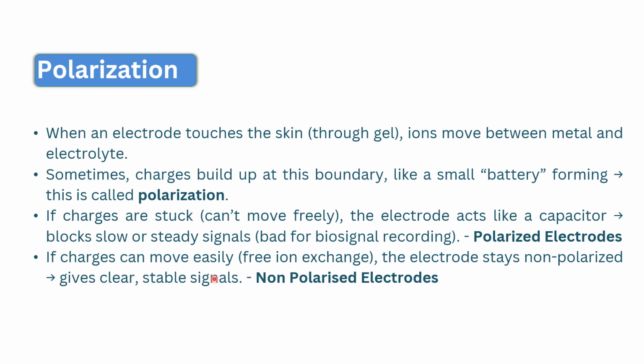So again, earlier we saw recording electrode types, surface and depth. Now we have another classification, polarized and non-polarized. So understand, polarization is when the charges build up at the boundary of the electrode, right? So with this, I'm stopping this presentation. We'll learn much more about the electrodes and their types in the next video.